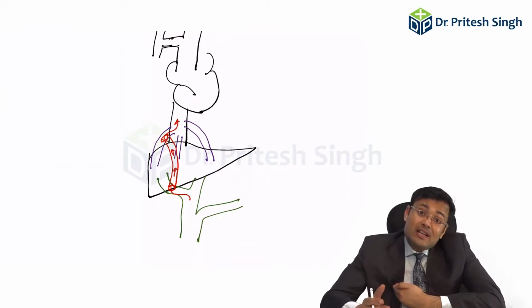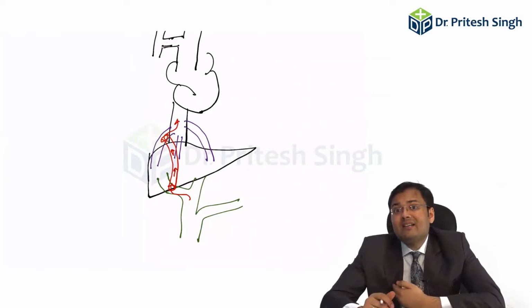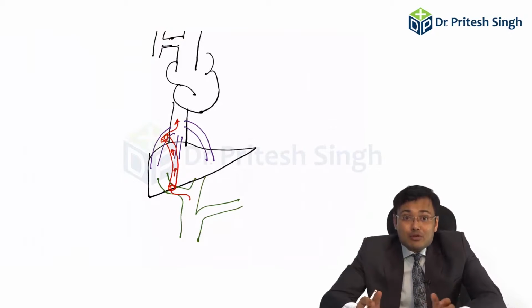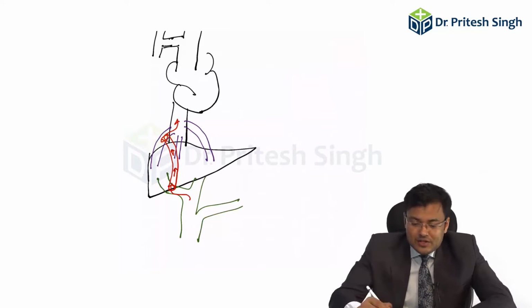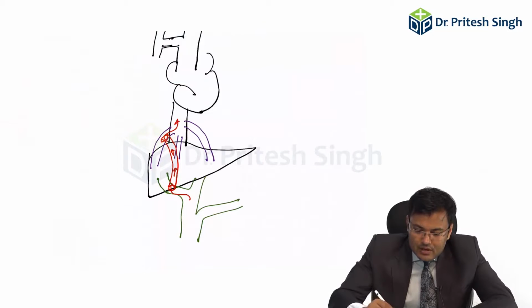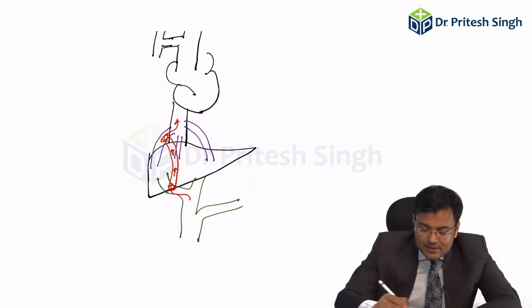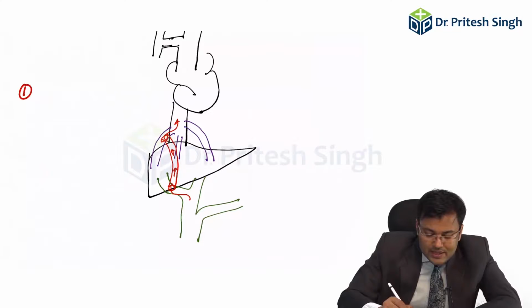If there is already overloaded right heart, that will be absolute contraindication. Example, right-sided heart failure, pulmonary hypertension, hepatopulmonary syndrome. These are absolute contraindications. So we are going to discuss what? Complications. The complications of TIPS. Most common complication is encephalopathy.